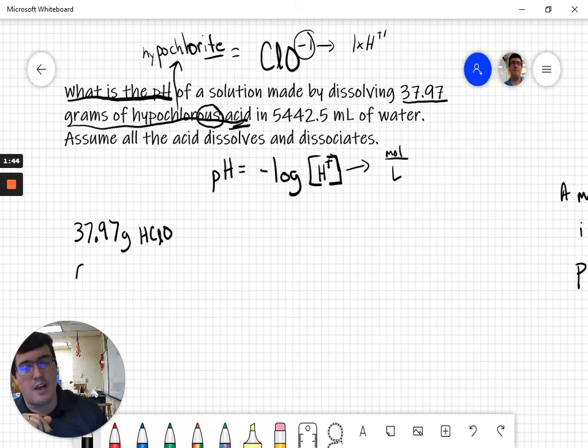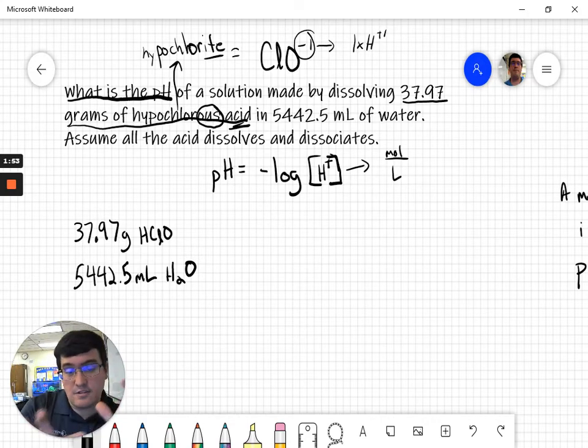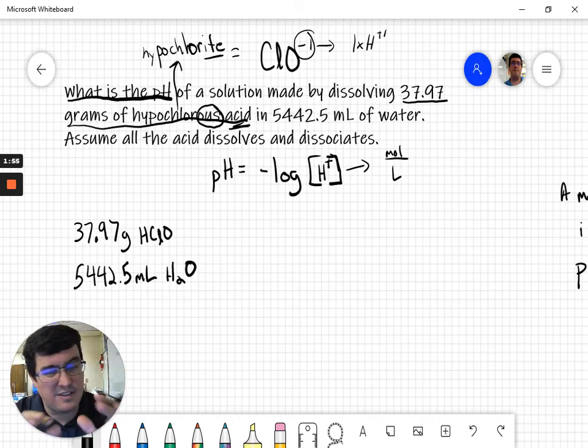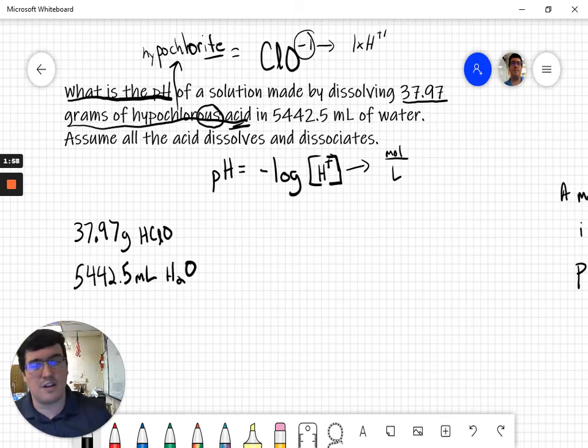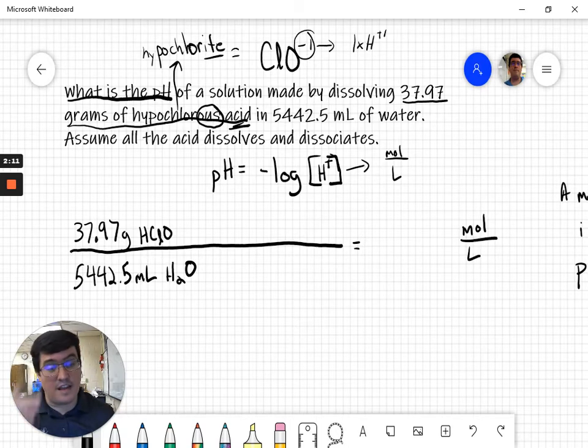I also have 5,442.5 milliliters of water. Now, if you so chose, you could go ahead and convert that into liters. I'm going to leave it as milliliters. I'm going to show you how to do this the factor label way. But it doesn't matter which method you use, all right? I'm going to do that because I already know my answer needs to be moles of solute per liters of solvent. And our solute is going to be HClO, and our solvent is going to be H2O.